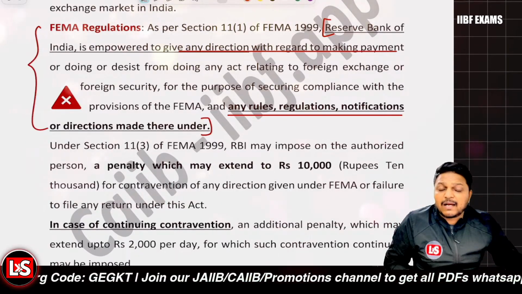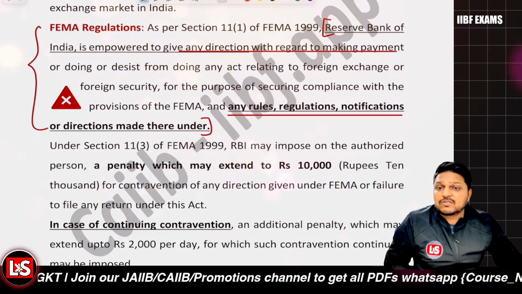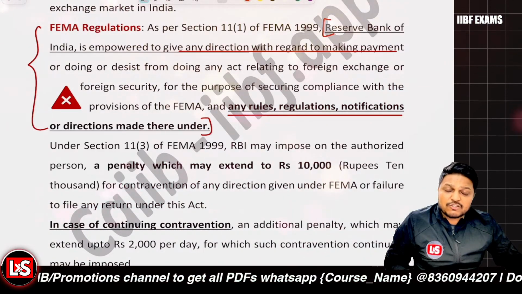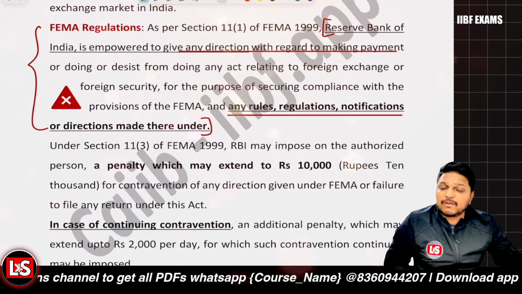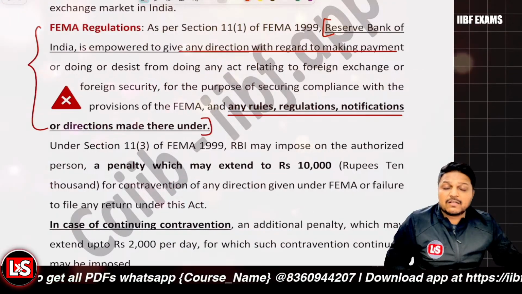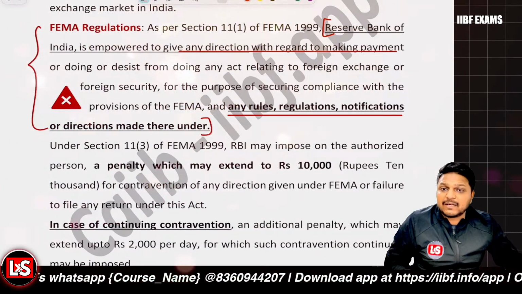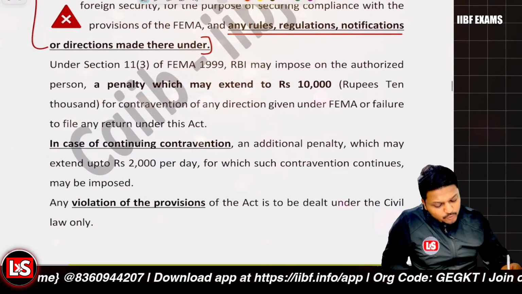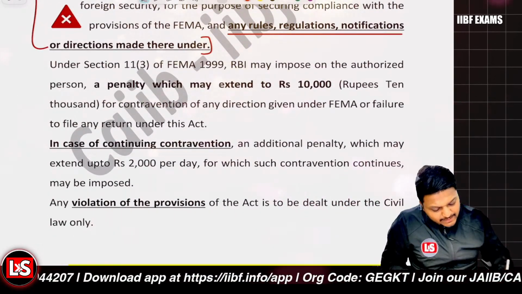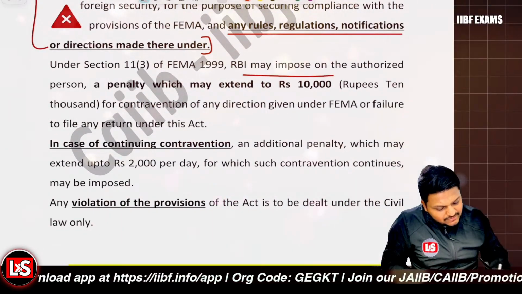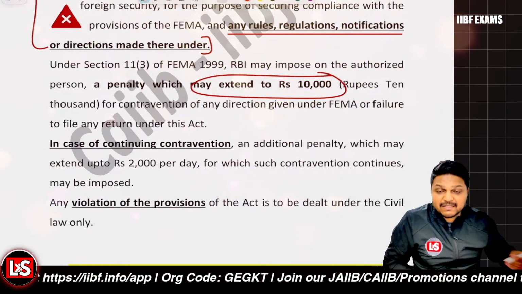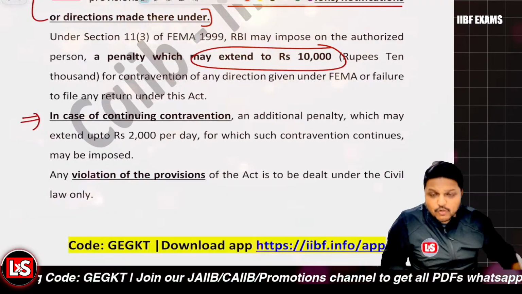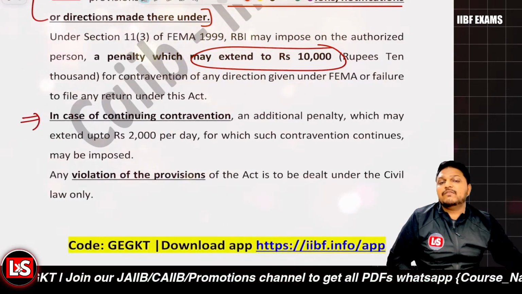And let's say RBI gives the directions and you're not following them, right? Or let's say there was some direction given by the RBI under the FEMA and you're not complying with it, or your acts are in contravention of it. In that scenario, a penalty will be imposed, which may extend up to rupees 10,000. And let's say if the contravention is a continuing contravention, in that scenario a penalty of rupees 2,000 per day will be imposed upon you.